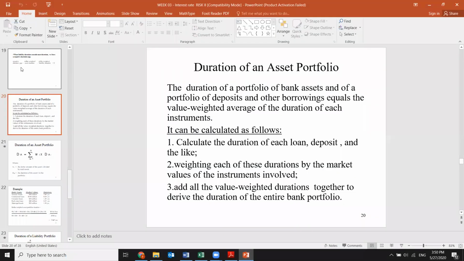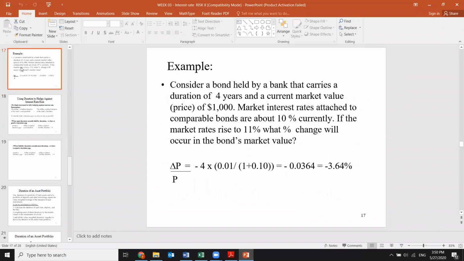Basically, we were trying to measure the price sensitivity, how changes in interest rate change the value for specific banks.